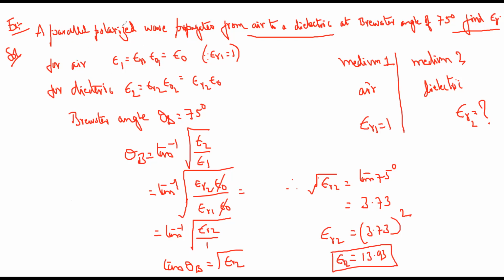Okay, a parallel polarized wave propagates from air to the dielectric. Air is medium 1 and dielectric is medium 2. We know in air always epsilon R is equal to 1, and we need to find the epsilon R in the dielectric for the given Brewster angle. What is the Brewster angle formula? Theta B is equal to tan inverse under root of epsilon 2 by epsilon 1. Epsilon 2 is medium 2, the dielectric itself, where we need to find the epsilon R, and epsilon 1 is medium 1.